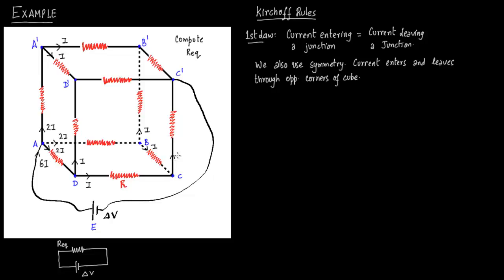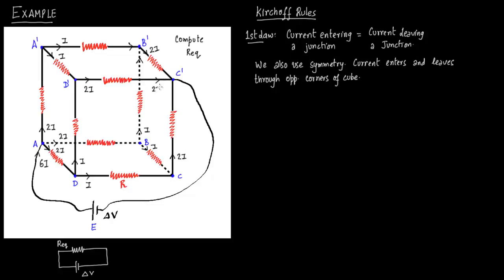Now at junction C you have current 2I coming out of it because current I is coming in from B and I is coming in from D. Similarly, you have current 2I coming out from junction D prime because you have I and I coming in. And you have 2I coming out of junction B prime because I is coming from B and I is coming from A prime.